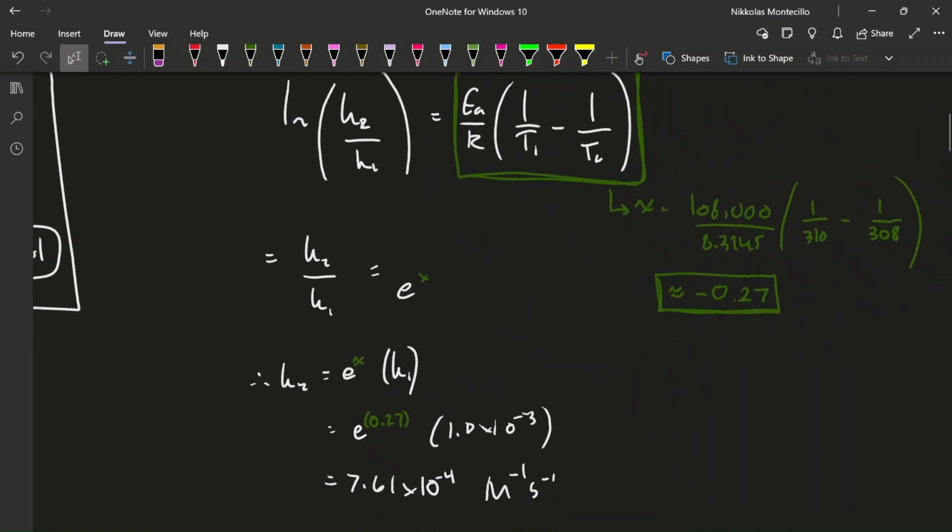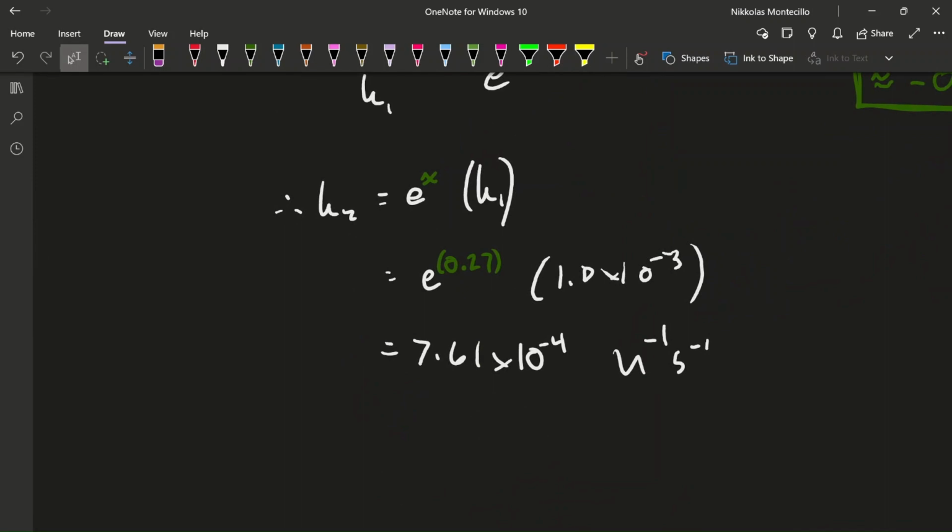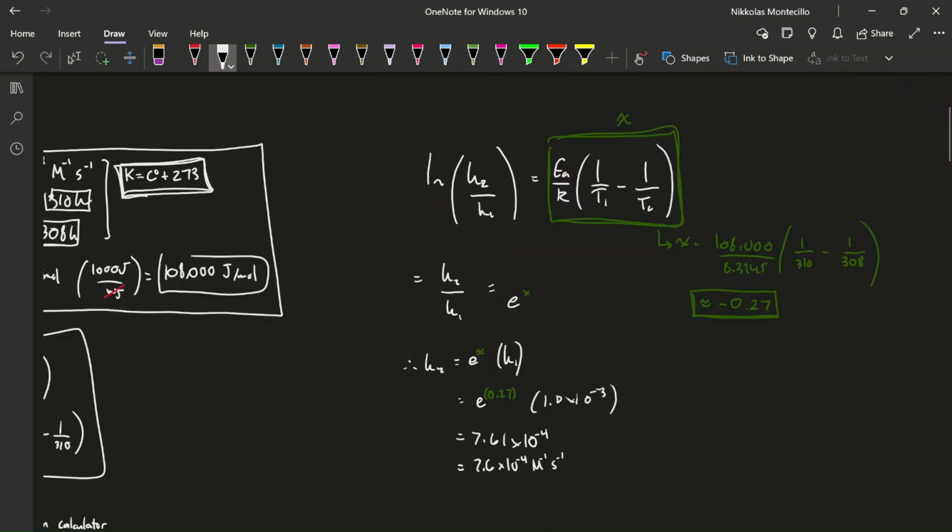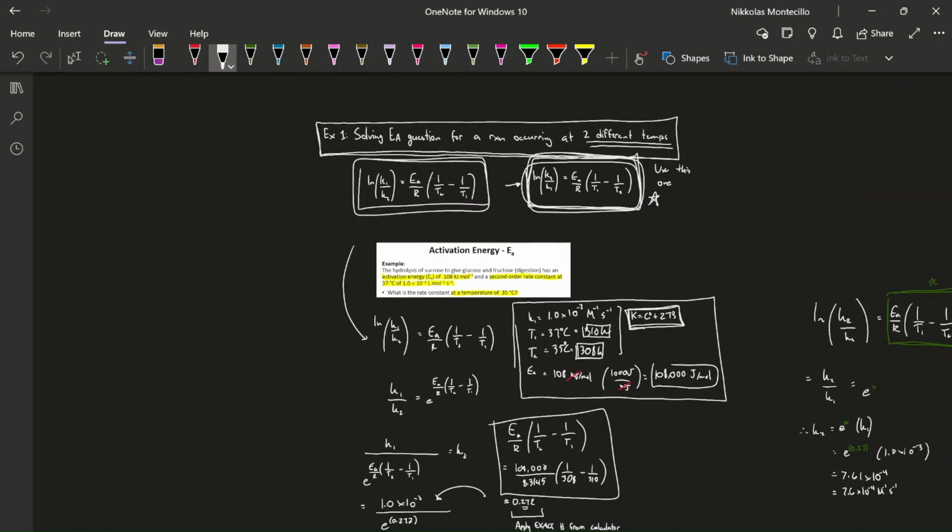So the same formula applies, where we'll get very similar values, and then ultimately we round it down to 2 sig figs times 10 to the negative 4 inverse molar concentration per second. So both of these formulas should get you the same value.